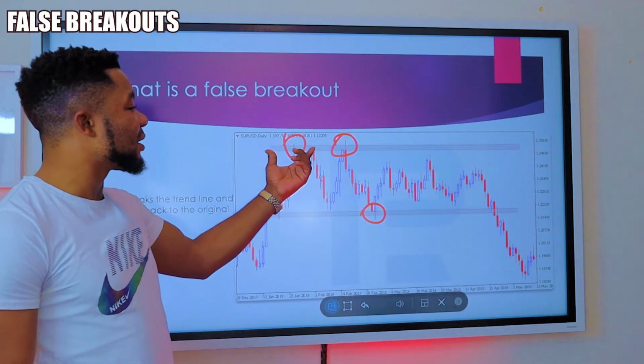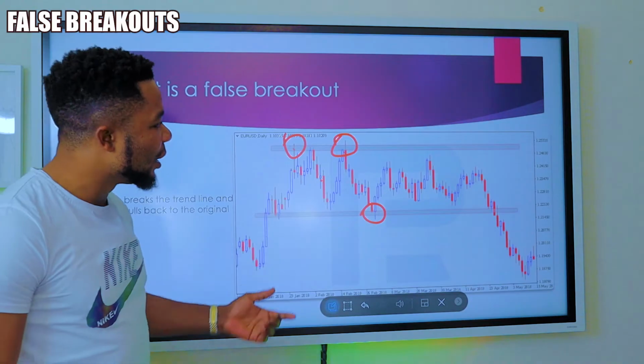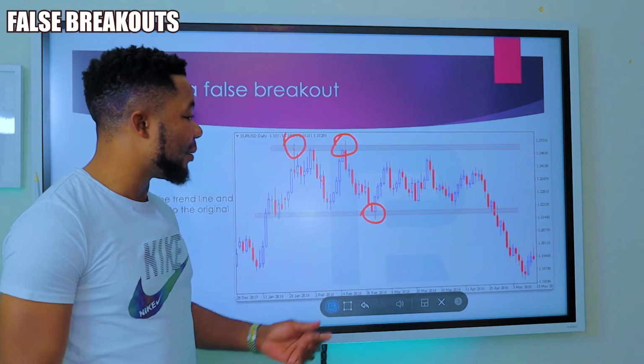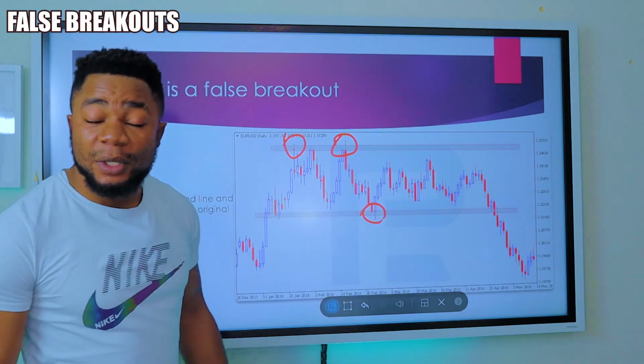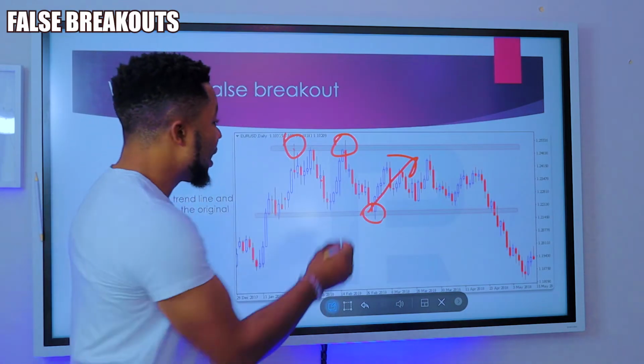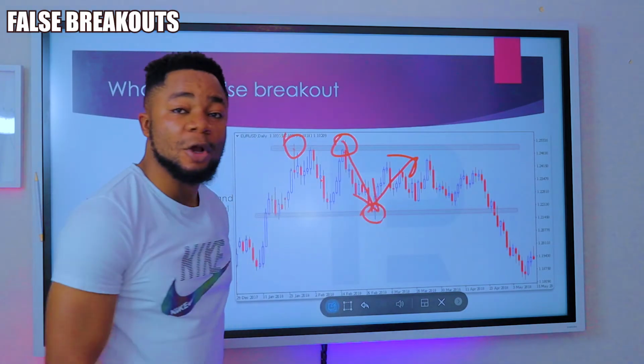Because immediately it breaks this line, the person would have just run and said, okay, now the market is going up, and buy. Here the person will run and say, now the market is going up, and buy again. Here this person will say, the market is going down, and sell. And immediately the person says, what happened? The market will go against. Immediately the person buys here, what happened? The market will go in the opposite direction.